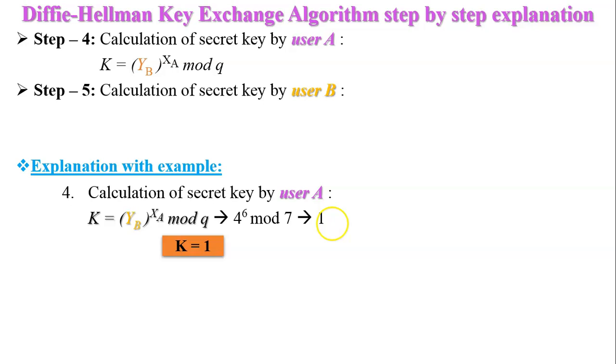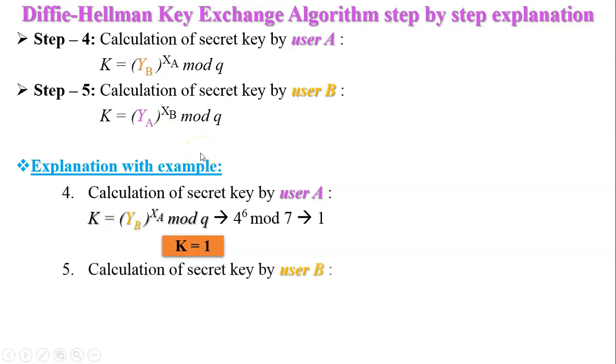Now step number 5, calculation of secret key by user B. K is equal to YA raised to XB mod Q. So this is the equation for the user B side, and value of YA is already shared by user A with user B.